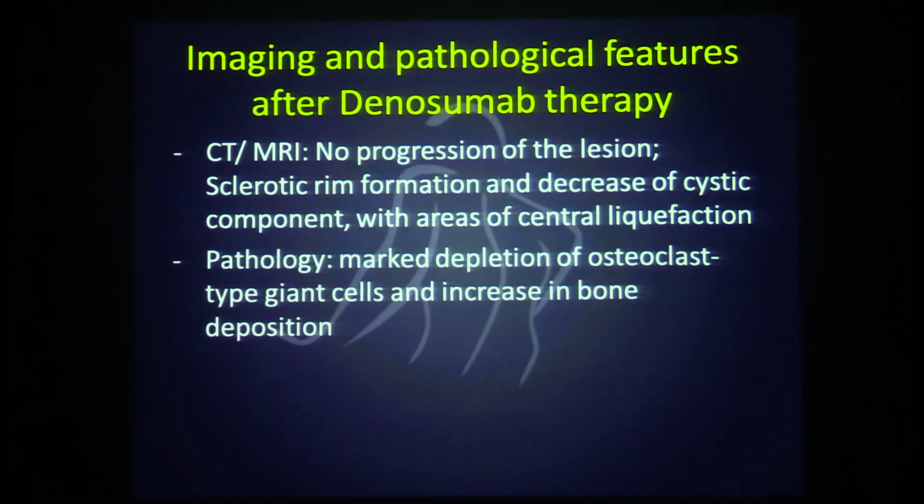And the imaging features after this therapy, it's like we saw, no progression of the lesion, sclerotic rim formation, and decrease of cystic component and the area of central liquefaction. And on pathology, depletion of osteoclast type giant cells and increase in bone deposition.